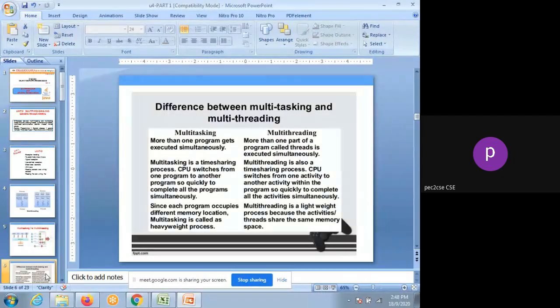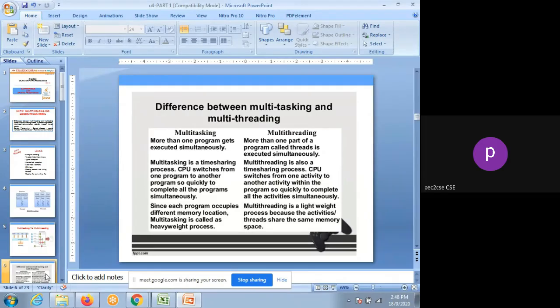So there are three major differences between multitasking and multi-threading. In multitasking, the first difference is that more than one program gets executed simultaneously, or instead of program, we can use process: more than one process gets executed simultaneously. In multi-threading, more than one part of the program, the threads, is executed simultaneously.